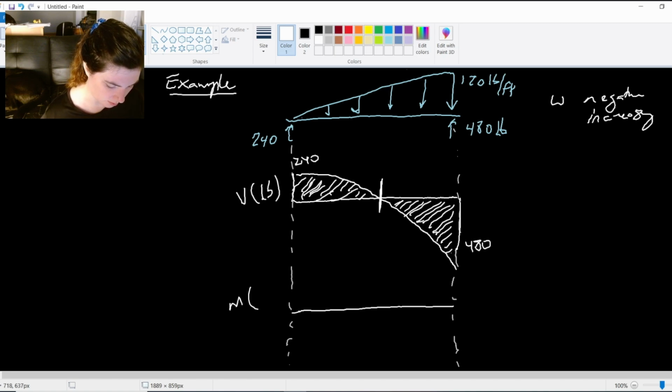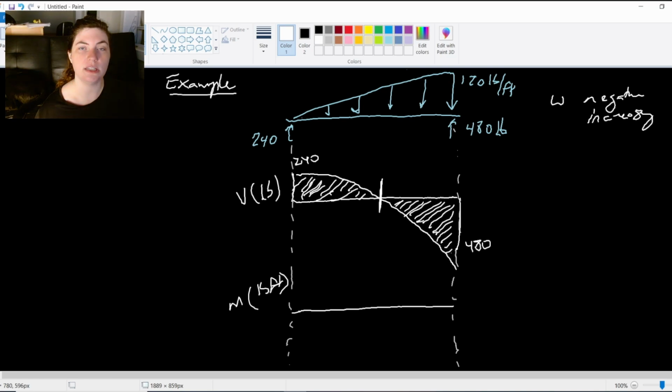So we could go ahead and pop in our moment diagram, in pound-feet. And now we're going from this parabolic function, something that is squared, to something that is cubed. We're going to have a cubic function now. And what's that going to look like?